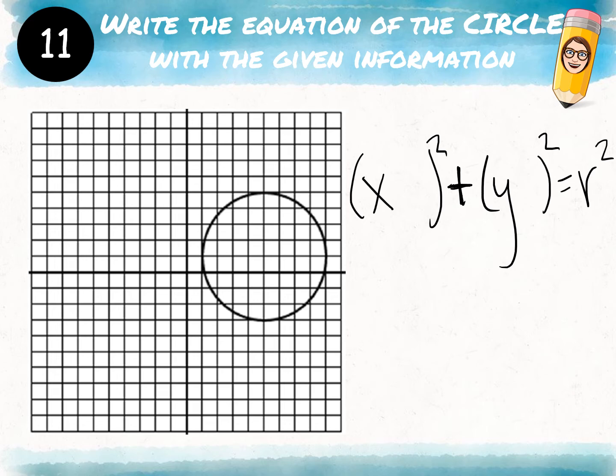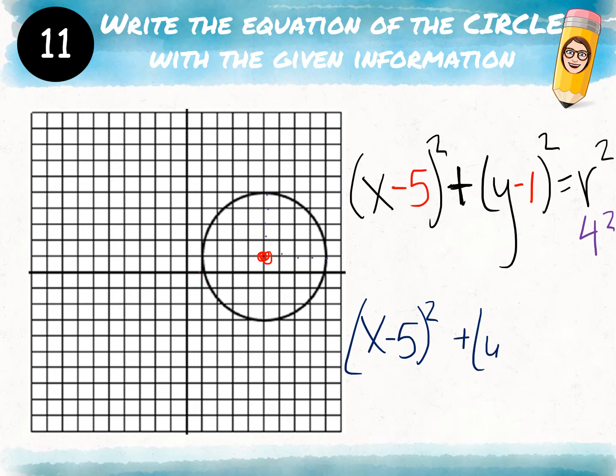So my center point, I have to find it: 1, 2, 3, 4, 5 on the x. So that would be a minus 5, and I go up 1, so my y would be minus 1. Now my radius, if I count it, it's 1, 2, 3, 4 in each direction. So if I square my radius, I will have my final equation. (x minus 5) quantity squared plus (y minus 1) quantity squared equals 16. Now you always want to simplify that radius squared.